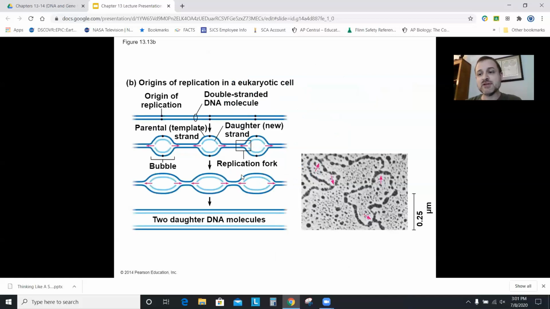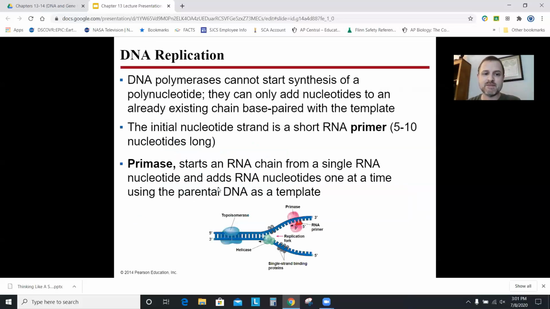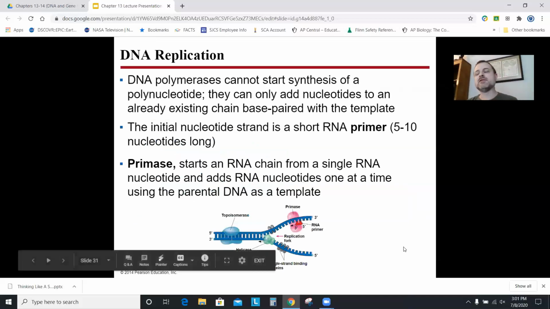Our chromosomes are linear. They're long strings of DNA. And what I can do here is start to unzip in more than one place and then copy it going in both directions. So you don't copy a chromosome from beginning to end. You copy it at multiple sites simultaneously, and by the end, you have a new copy.